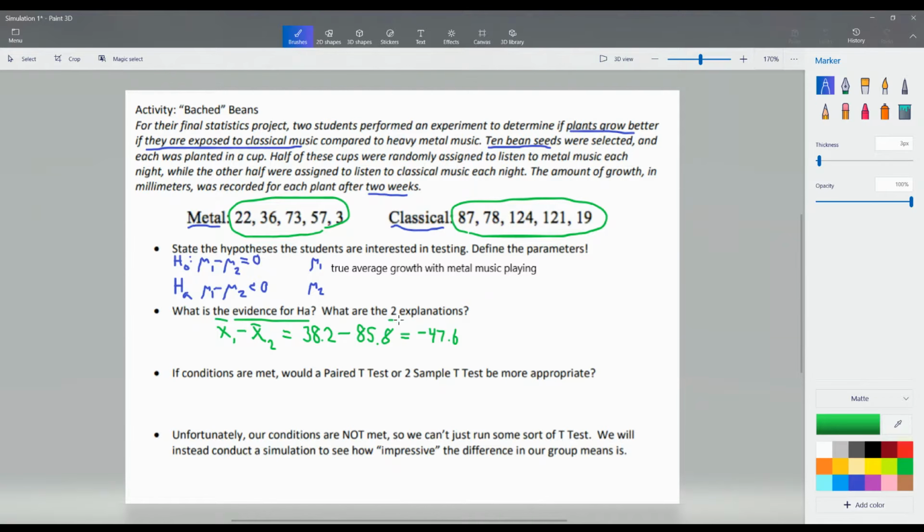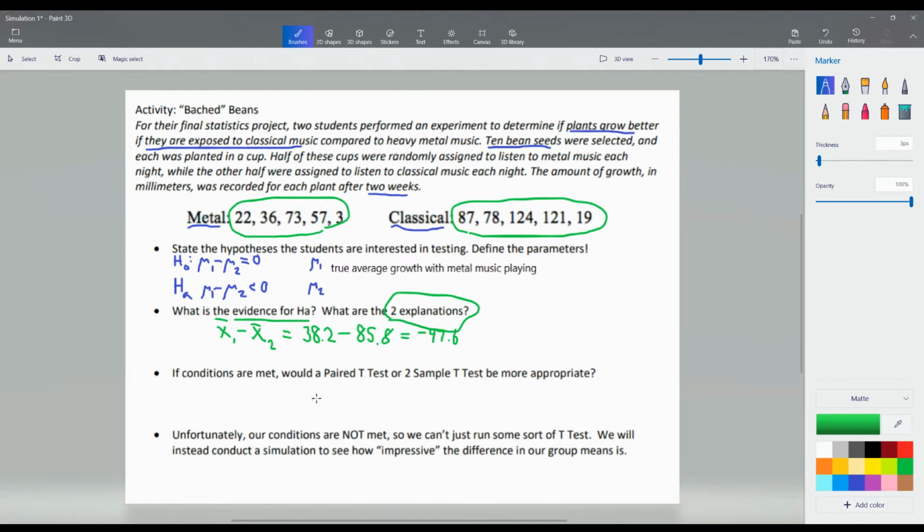Two explanations for that. We always talk about what the explanations or evidence could be. Option 1 is this 47.6 occurred by chance. There is no difference between the groups, but just due to how I dealt those 10 plants to the two treatment groups, that difference occurred just based on the random assignments. And option 2 is that the classical music actually did make a difference, that the classical music group did grow more on average. So getting into how we test that, I'll save that for the next video.